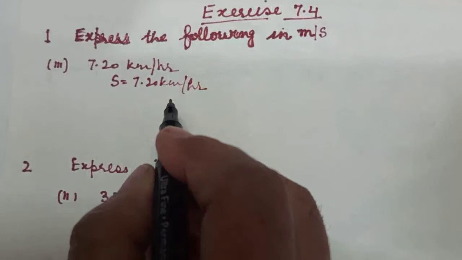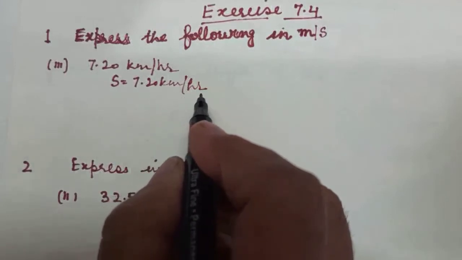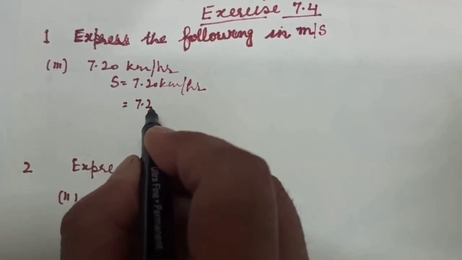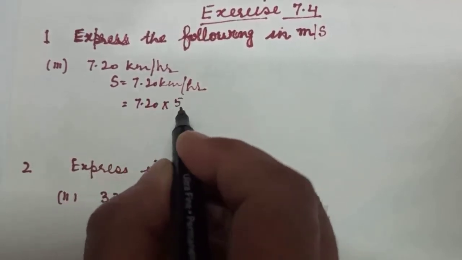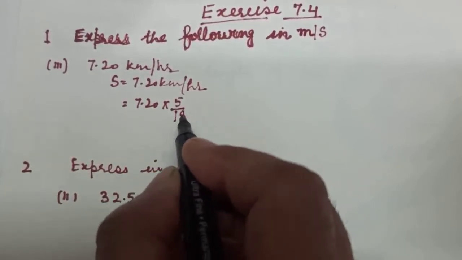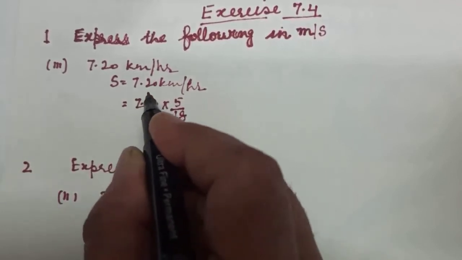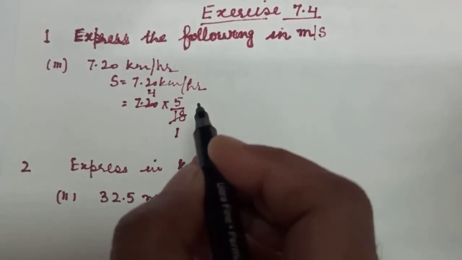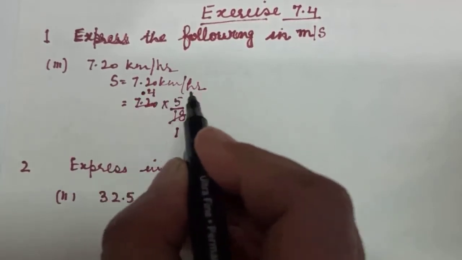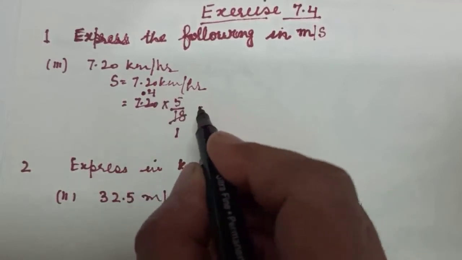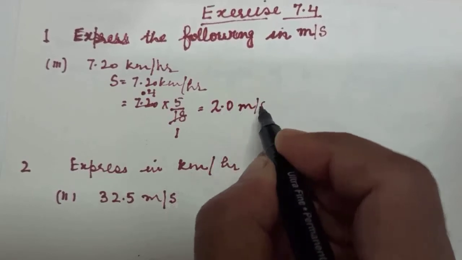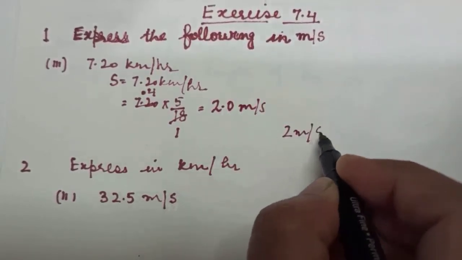And as I told you, when we have to convert it in meter per second, means in smaller unit, we will multiply this speed with the smaller number in the numerator, 5 on 18. Alright, so when you cancel here, 18 ones are 18, 18 fours are 72, but here we can see it is a decimal, so we will put the decimal before it. So 5 into 0.4 is 2.0. So the answer is 2 meter per second.